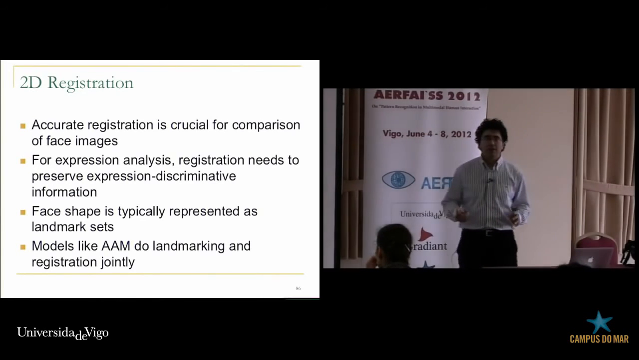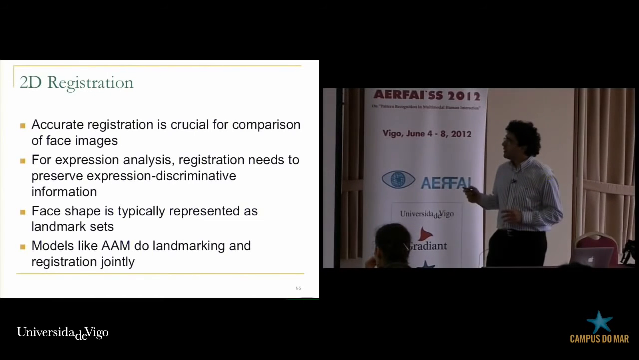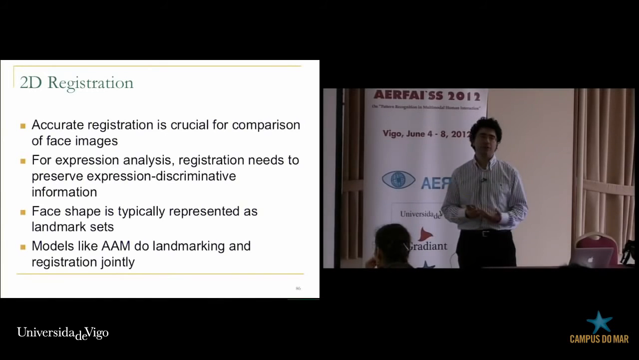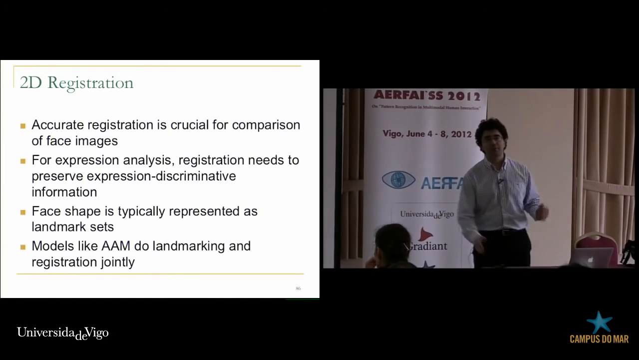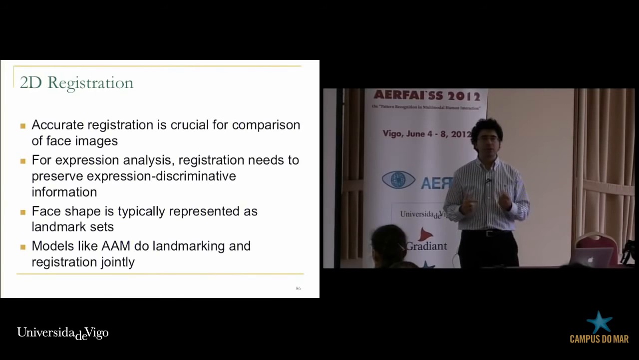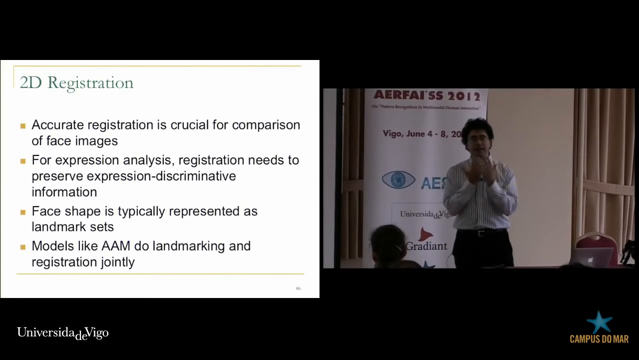So, for expression analysis especially, registration needs to preserve expression discriminative information, right? So, what does registration mean? I'm aligning two faces because I want to compare them. If I'm doing expression recognition, what I'm comparing is usually a neutral face and an expressive face. And the difference will tell me what kind of expression is going on there.